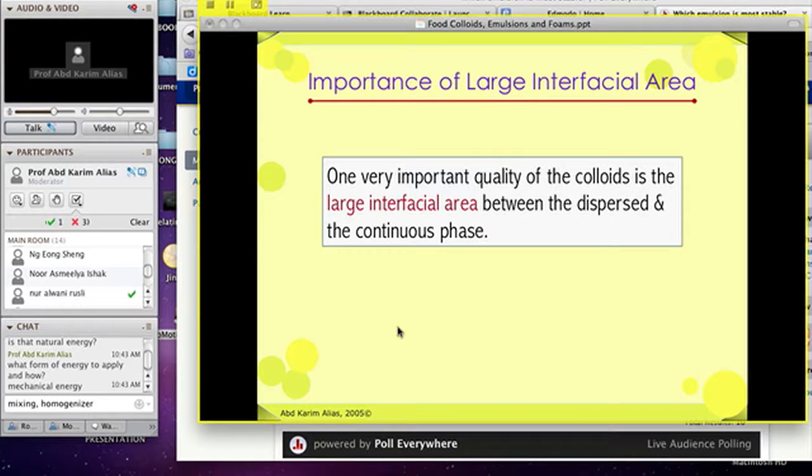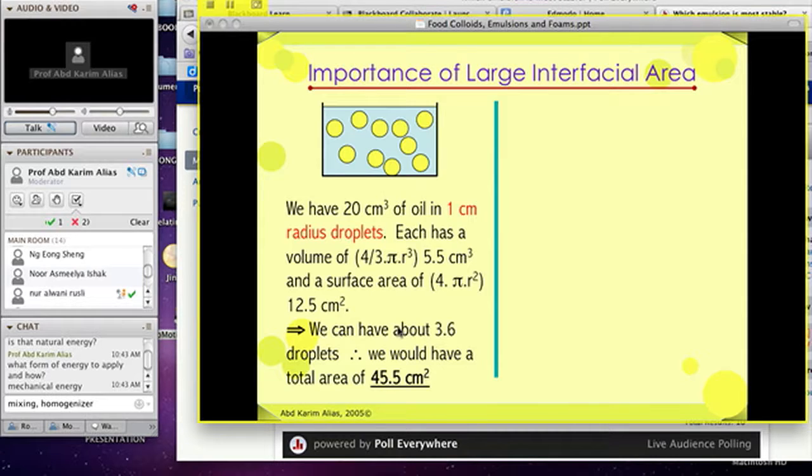Why is it important to get a large interfacial area to form a stable emulsion? One very important quality of colloids is the large interfacial area between the dispersed and the continuous phase. This can be shown very clearly in a simple example to illustrate the importance of having a large interfacial area to get a good stable emulsion. In this example, we have an emulsion, oil dispersed into an aqueous phase.